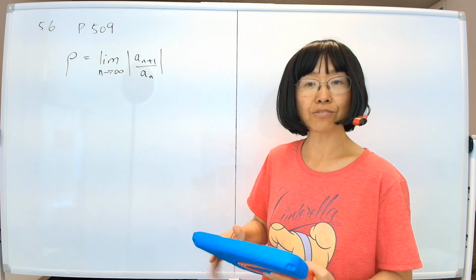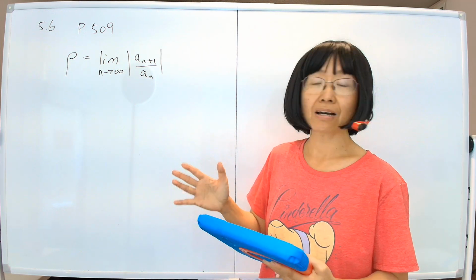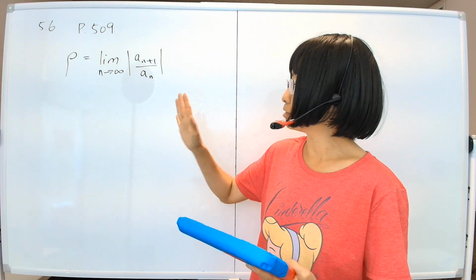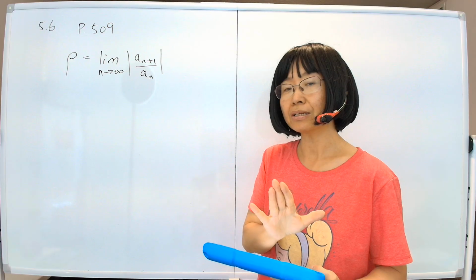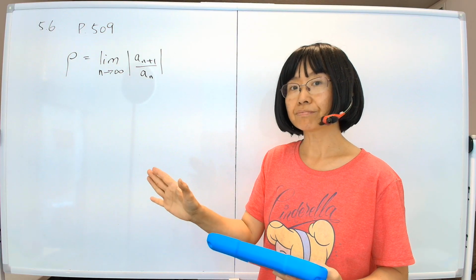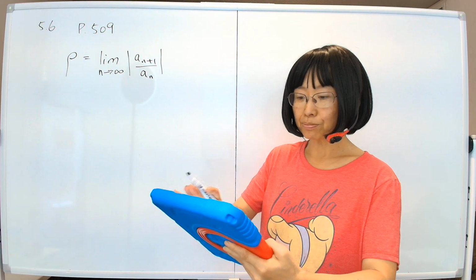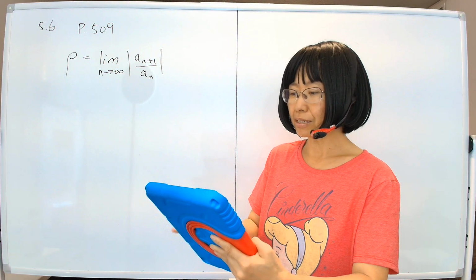The third condition, rho equal to 1, gets you nowhere. Rho equal to 1 does nothing. So rho needs to be either less than 1 or bigger than 1. Having said that, let's prove the first part where rho is less than 1.